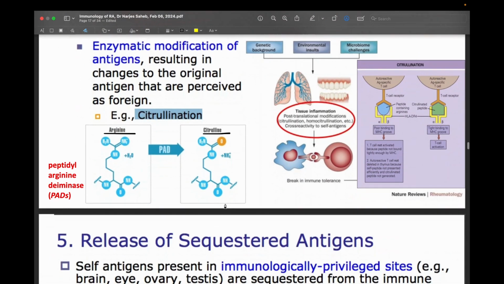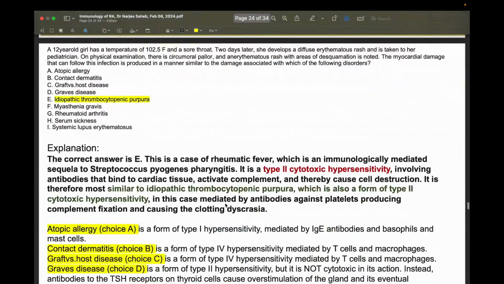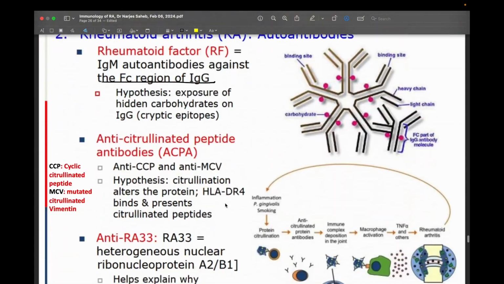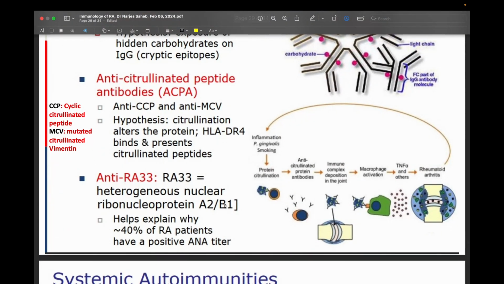Arginine is converted to citrulline فبالتالي راح يصير عندنا alteration of the self antigen will make it foreign. تمام؟ And self-reactive T cells and B cells will be activated against that. And what will be produced اللي هو ACCP اللي هو anti-cyclic citrullinated peptide. وراح يصير عندنا AMCV اللي هو anti-mutated citrullinated vimentin.